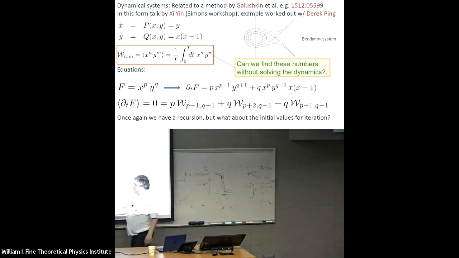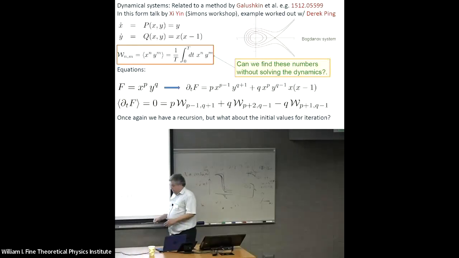And now f is periodic because x and y are periodic. So if I take the time derivative and average, I get zero, and I get this equation once again. So I get one equation for this W, which is once again a recursion relation that, given the initial ones, you can compute the others. But what are the initial values for the iteration?